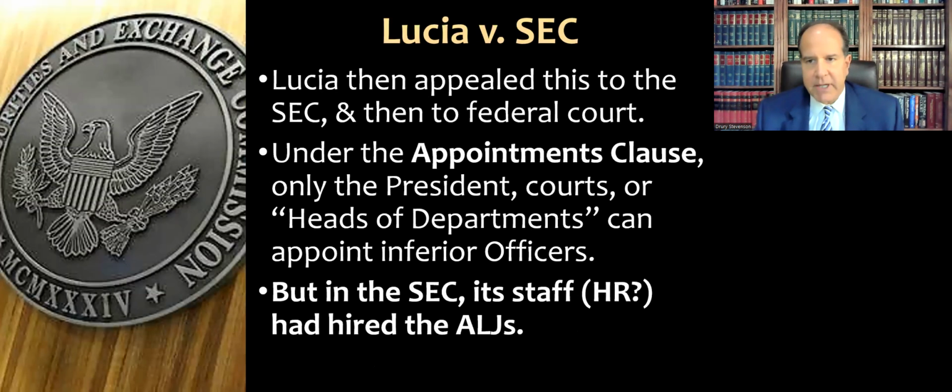So Ray Lucia appealed this to the SEC, and when he didn't get the SEC to change its mind or reverse the ALJ, he proceeded into federal district court. And instead of attacking the merits of the case and saying he didn't do anything wrong, his primary challenge is under the Appointments Clause of the Constitution, which says that only the president or courts or heads of departments can appoint inferior officers. So he's not claiming that the ALJ is a principal officer. He's claiming that it's an inferior officer.